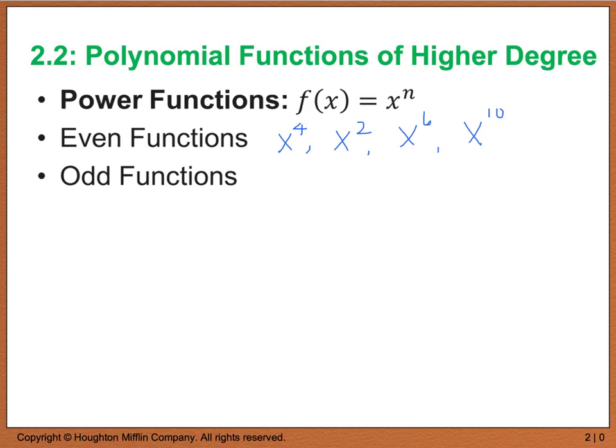If you graph all of these functions here, you will see that the graphs have similar characteristics, and we're going to go over that here in just a minute. Likewise, if we have an odd function, this is going to be something like x to the first, x to the third, x to the seventh, x to the 13th, etc. If I look at my exponents, these are all odd numbers, therefore giving us odd power functions. And these graphs here will all have the same type of characteristics as well.